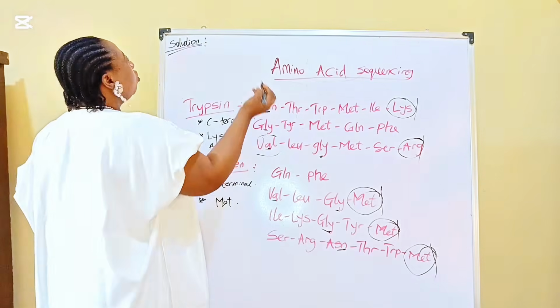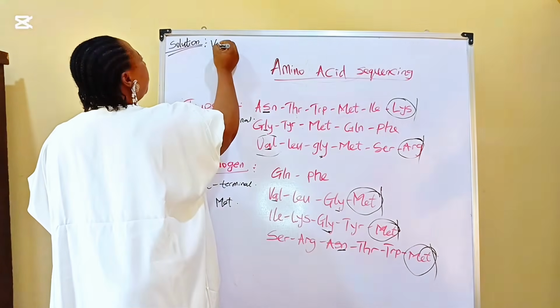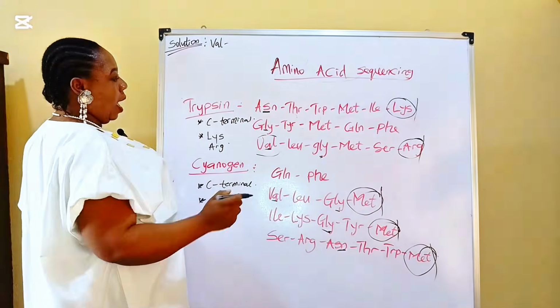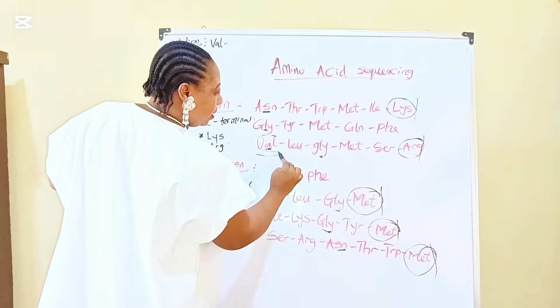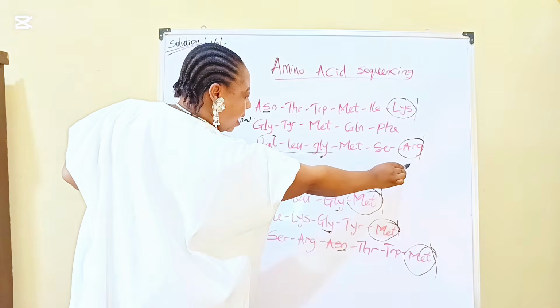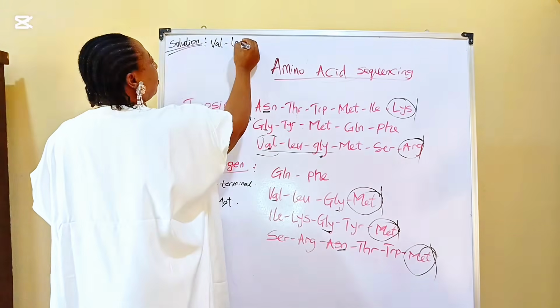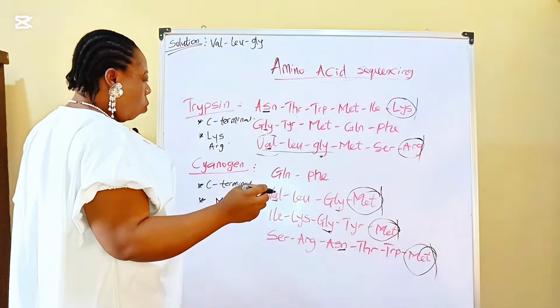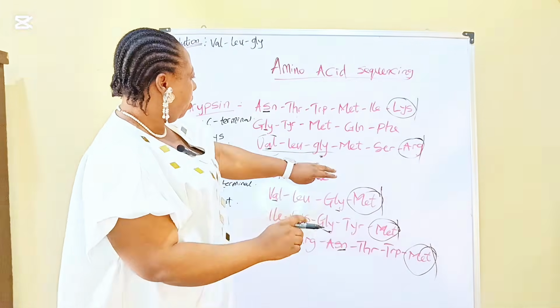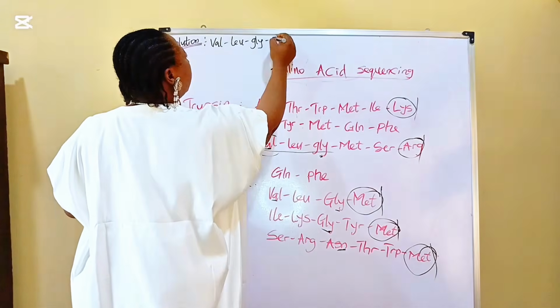So now for the solution, I have this amino acid. So I'm starting here, and I'm moving like this. That is where I'm starting. I'm going like that, so just follow me like that. So when I got here, okay, then methionine.